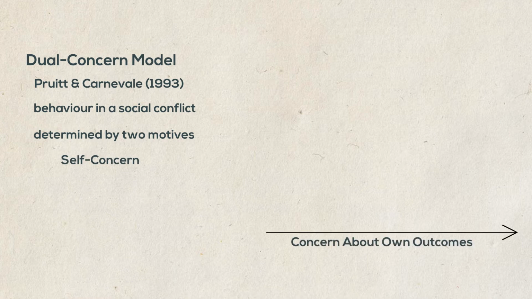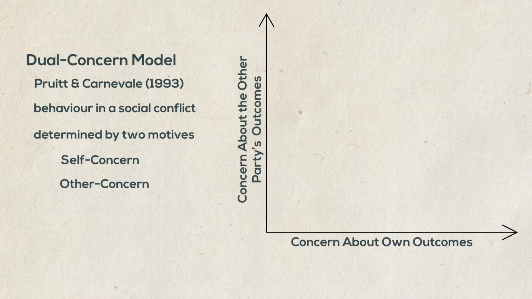The dual concern model, according to Pruitt and Carnevale, postulates that the behavior of the parties in a context of a social conflict is determined by two motives. On the one hand, a self-assertion motive, called self-concern or concern about own outcomes. And on the other hand, a support or cooperation motive called other concern or concern about the other party's outcomes.